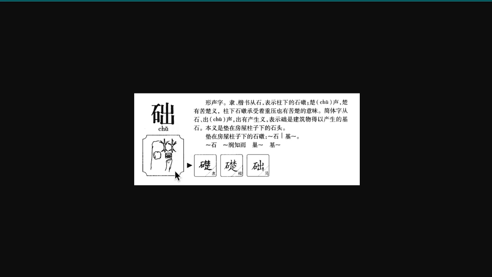Now the modern version changes the character to a much simpler one, but pronounced the same. 出 also carries a meaning, because 出 means generate, coming out. And in Chinese buildings, those stone bases are coming out, right? So that also makes sense. Next one.